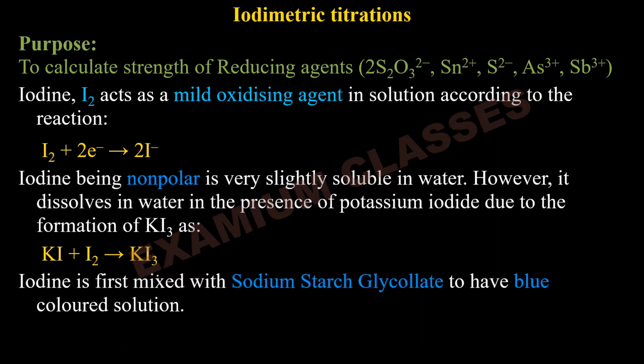Iodine is first mixed with sodium starch glycolate to have a blue colored solution. This iodine which we have in the form of KI3 in the water solution, we have to mix sodium starch glycolate first so that we can have blue color. This blue color will disappear later on and we will say that endpoint has reached.